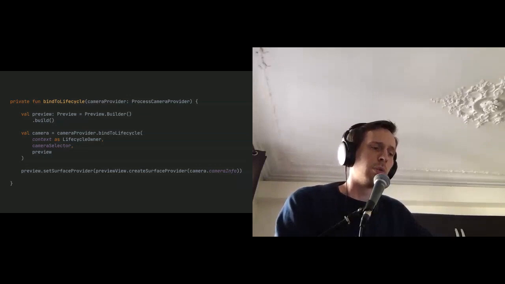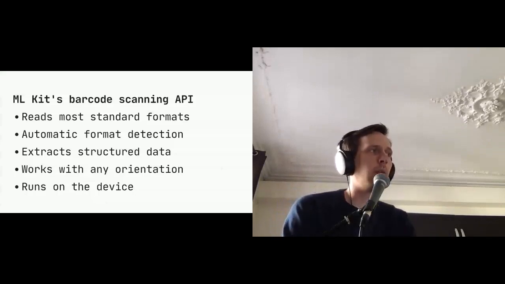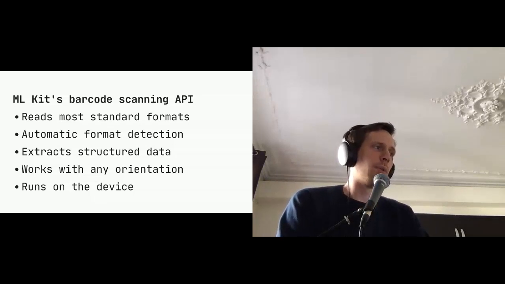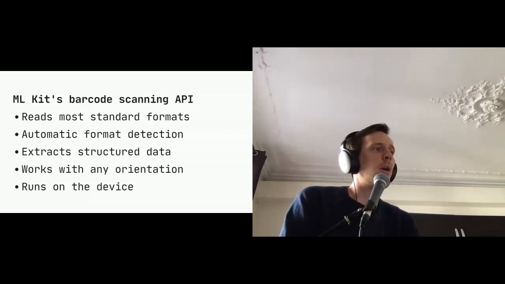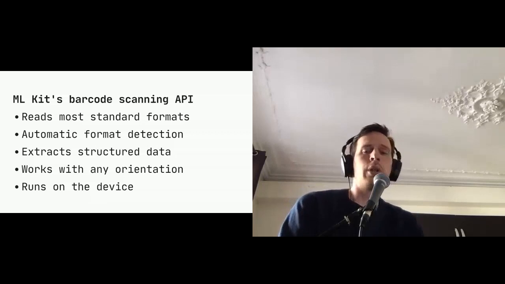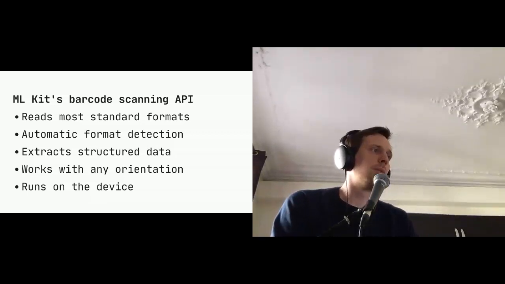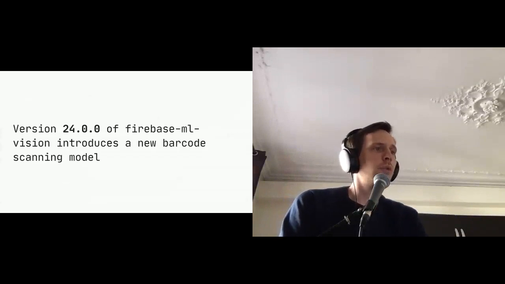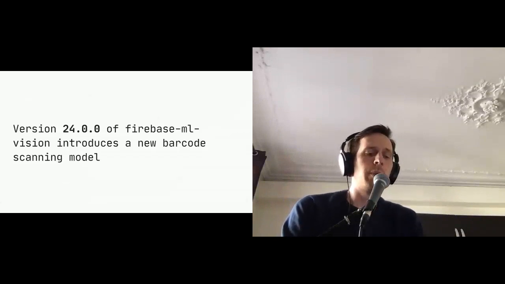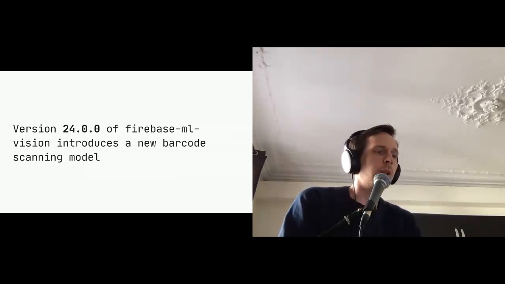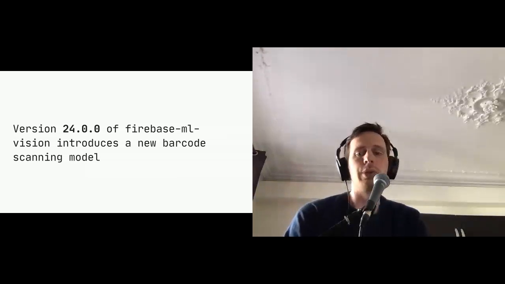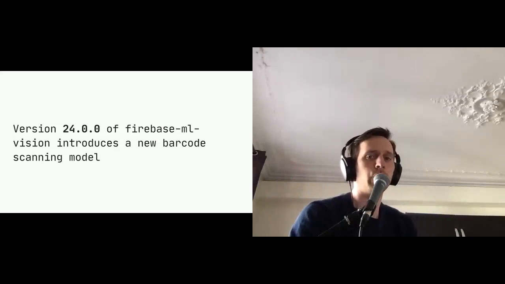So now I need to bind this with MLKit as an engine. And MLKit is nice because it reads more standard format. It extracts structured data. It works with any orientation. And also, starting from 24 version, they introduced a new barcode scanning model, which is far better than the previous one, and also far better than zebra crossing on a performance purpose.